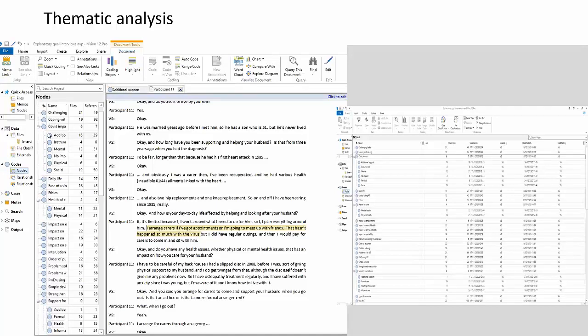So what I would do in thematic analysis, I would go and read. So this says, I arrange carers if I've got an appointment or I'm going to meet up with friends. That hasn't happened so much with the virus. So she's talking about the COVID-19 virus. But I did have regular outings, and then I would pay for carers to come in and sit with them. So in that particular extract, she's talking about help from formal carers and how she's using that help. So I would actually code that, and I've already been creating codes.